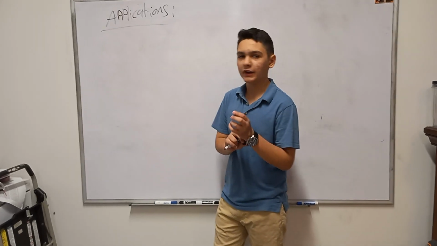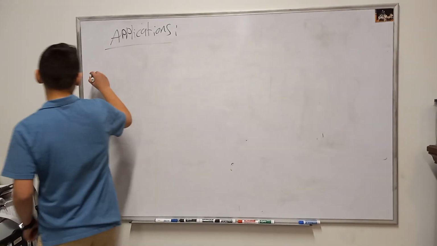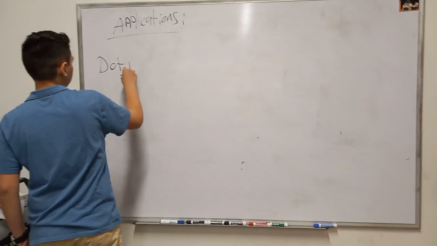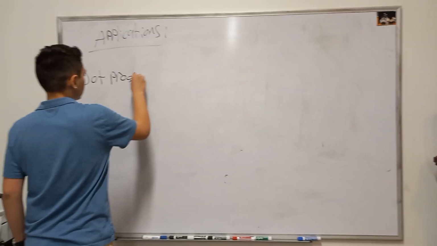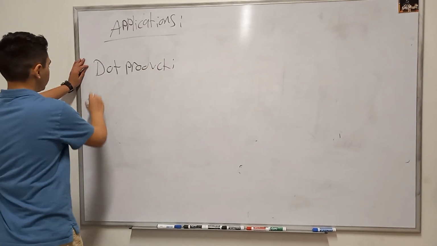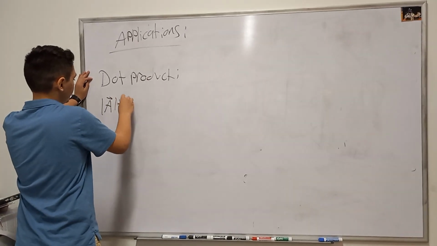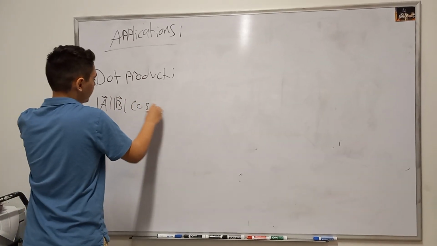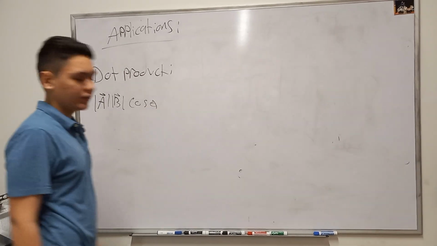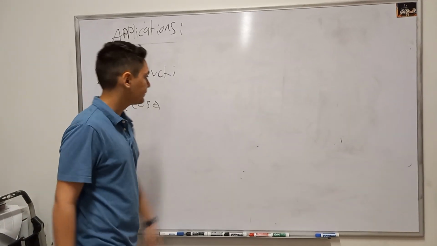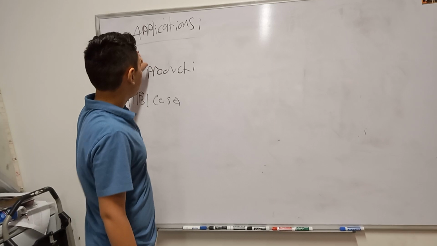Talks about the vectors and dot product. To remind you, the dot product is, in geometric terms, the length of A times the length of B times cosine theta. Okay? That's the geometric version of the dot product. So let's move on to the applications of the dot product.